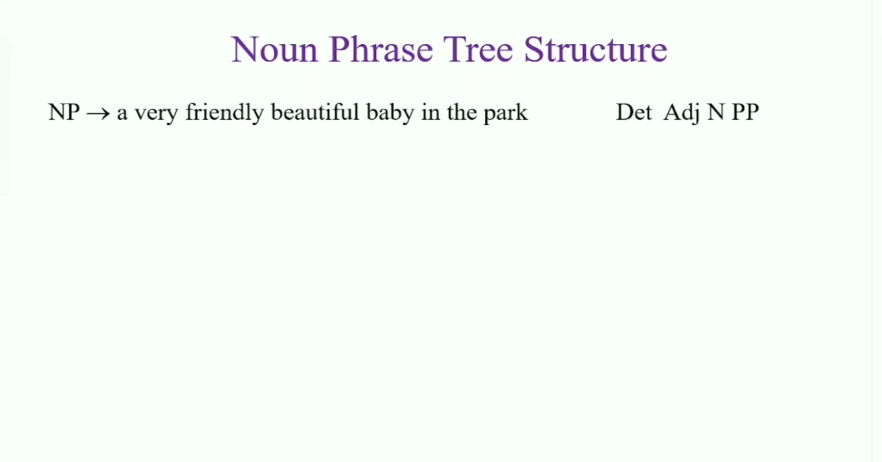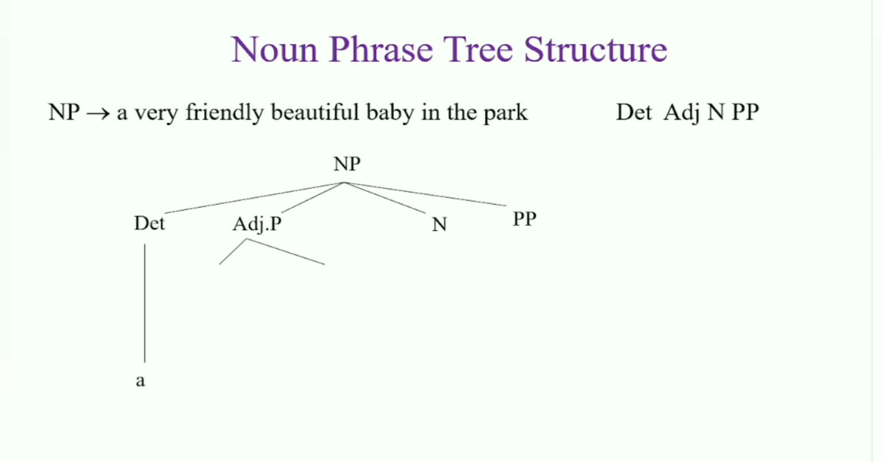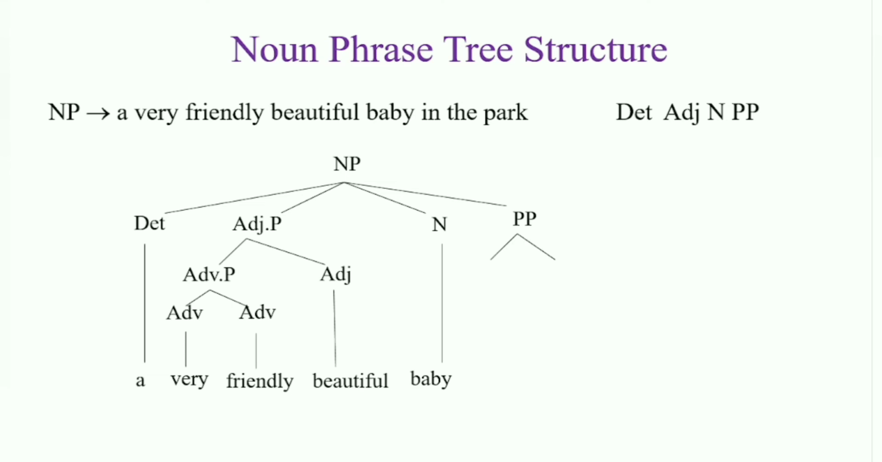A very friendly, beautiful baby in the park. "A" is determinate. "Very friendly, beautiful" is an adjective phrase. "Baby" is noun. "In the park" is a prepositional phrase. So you will draw the structure in a way that NP consists of determinate, adjective phrase, noun, and prepositional phrase. Determinate is "a". Adjective phrase has an adverb phrase and adjective. In the adverb phrase, we have the adverbs "very" and "friendly", and adjective is "beautiful". Noun is "baby", and the preposition is P and NP. P is "in", NP is determinate and noun, determinate is "the", and noun is "park".